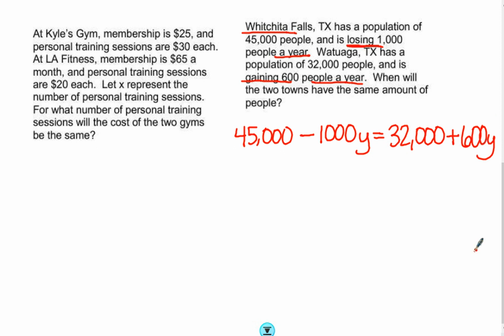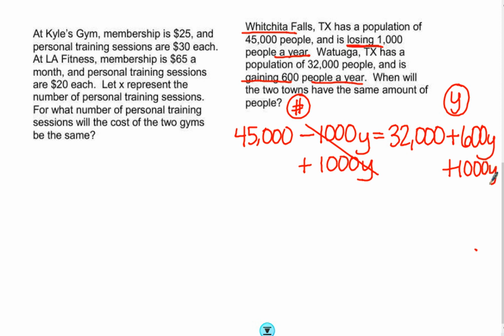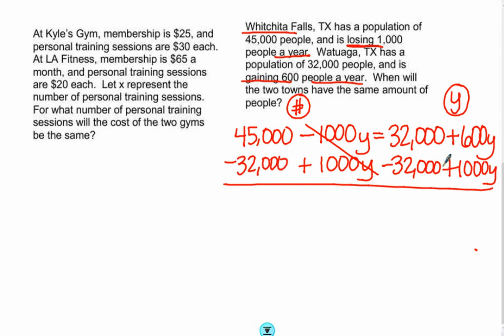All right, so we set up our equations, we set them equal to each other, and now we just need to solve. So I'm going to decide to move my variables to this side and my numbers to this side. So I'll first move my variables by adding 1,000y to both sides. And in the same step, I'm going to subtract my numbers to this side. Again, if you like to do those in separate steps, that is totally fine also. So 45,000 minus 32,000 is 13,000. And that's equal to over here, 1,000 plus 600 is 1,600 y's.